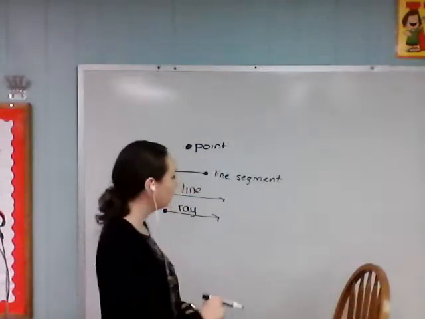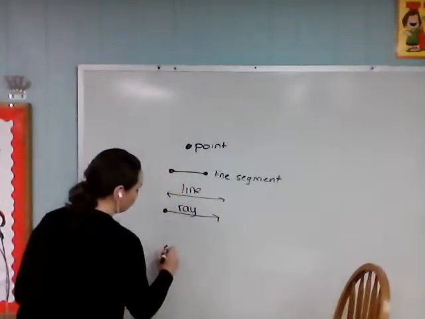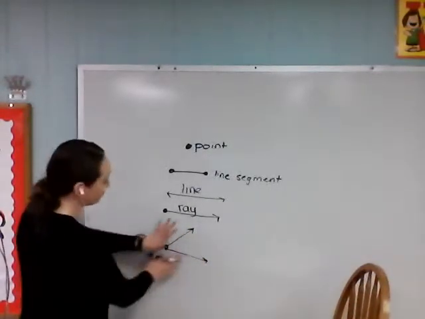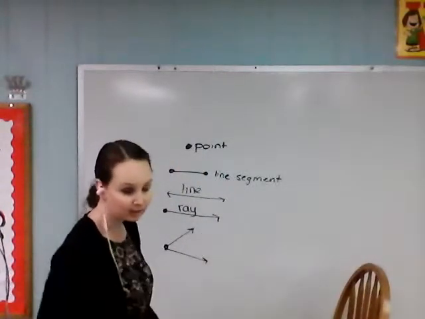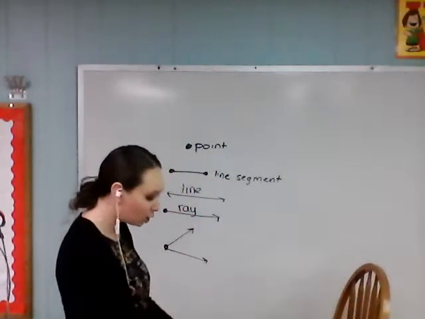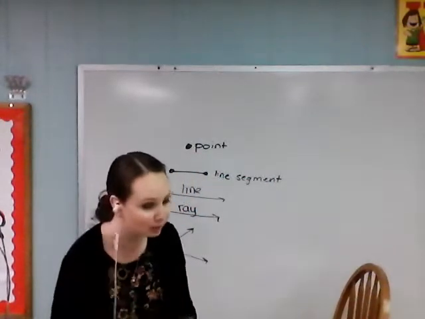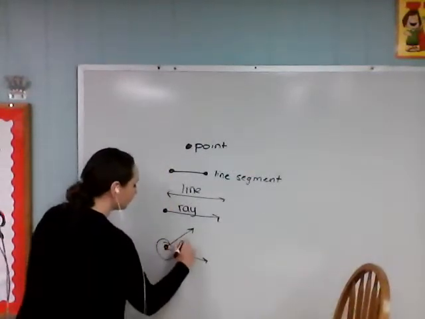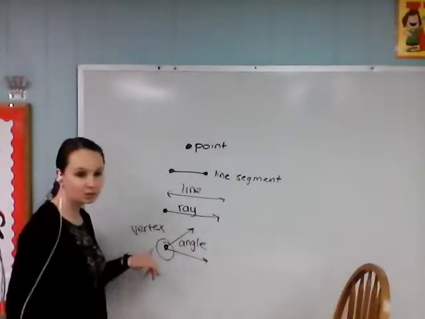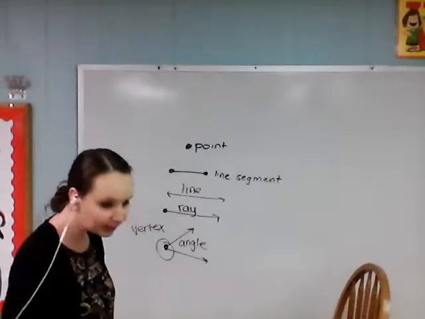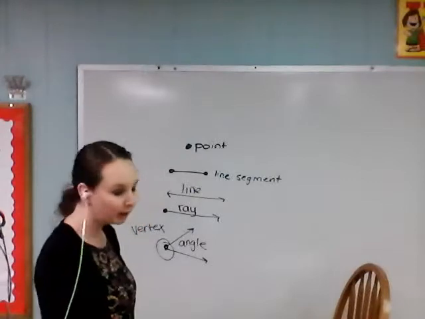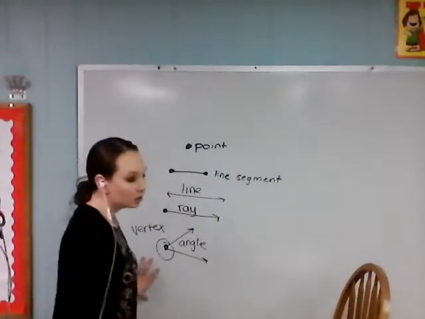Got a couple more things. An angle is going to be 2 rays connected, going in different directions. Does everybody see that? An angle is 2 rays that share a common endpoint. We call this common endpoint, and 6th graders would know this, we were going over it, the vertex. So that common point right there is a vertex. Make sure, guys, that we are on here, okay? So we have our vertex.